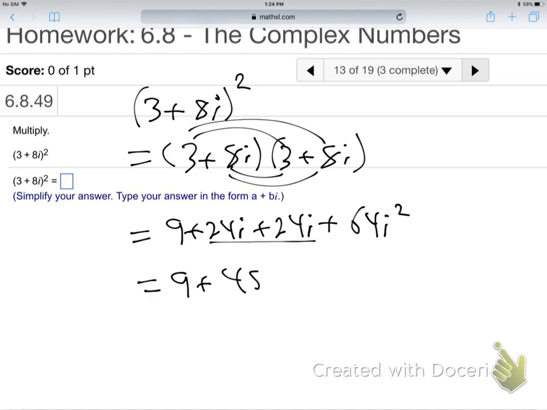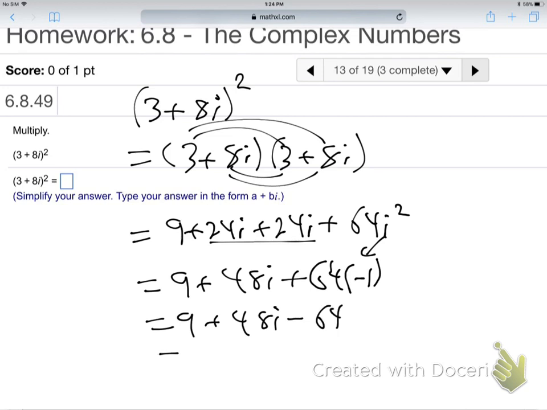Twenty-four i's, 48i. And what do we do with that plus 64i squared? It becomes a negative 64, because it's 64 times negative 1. i squared is negative 1. So that's really minus 64, and then 9 minus 64, that's some big number, 55? There we go. Minus 55 plus 48i. Easy enough? Not hard, right?